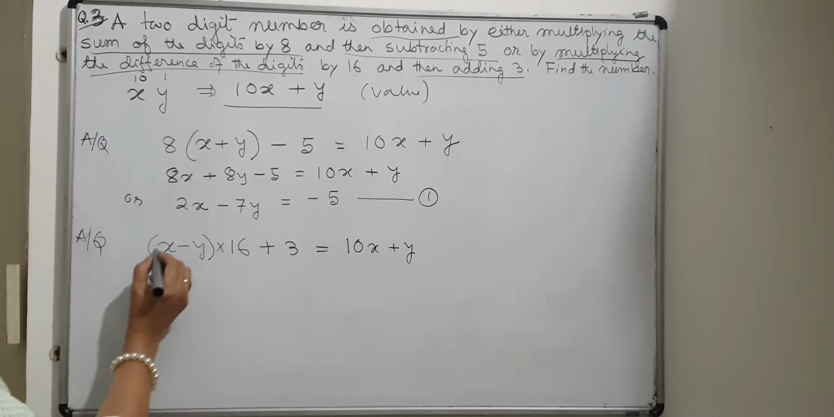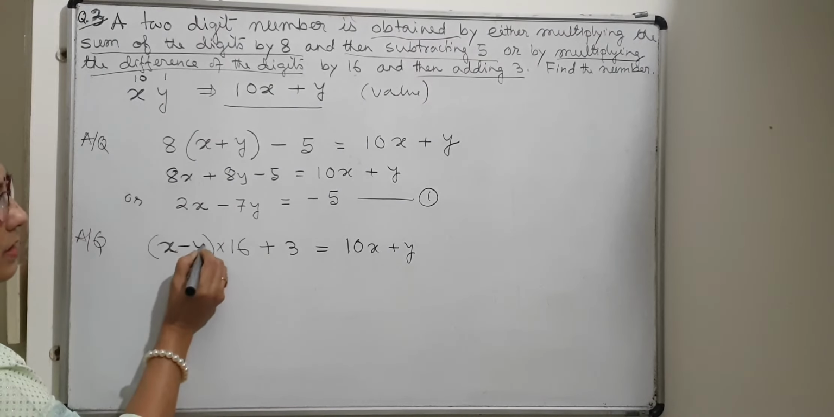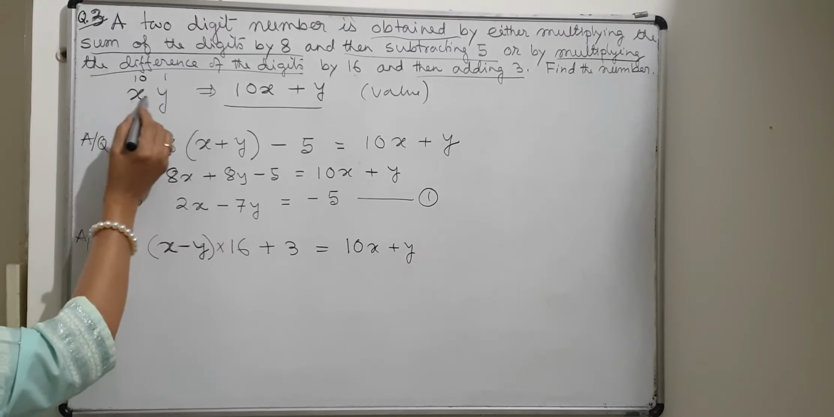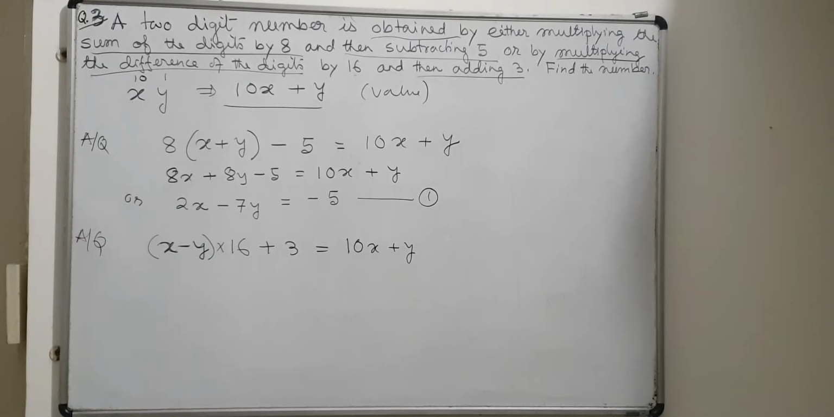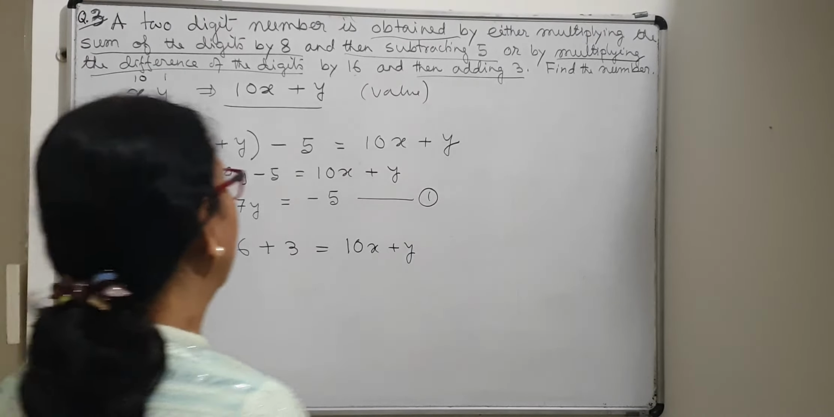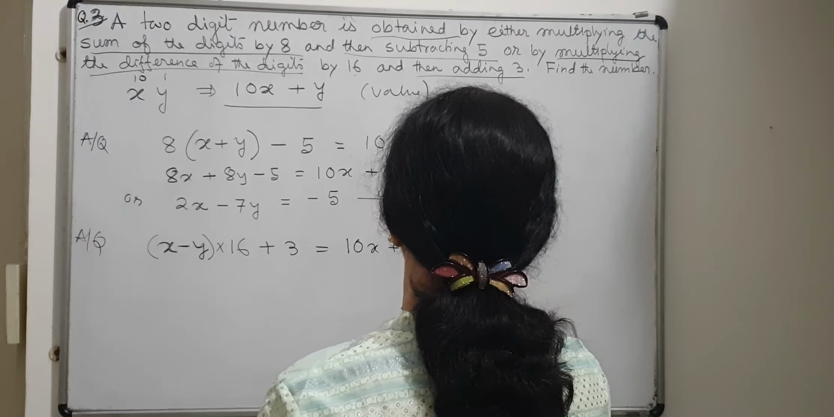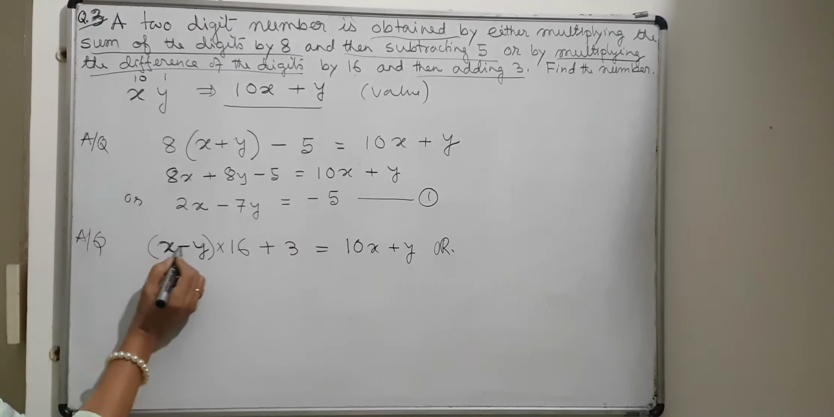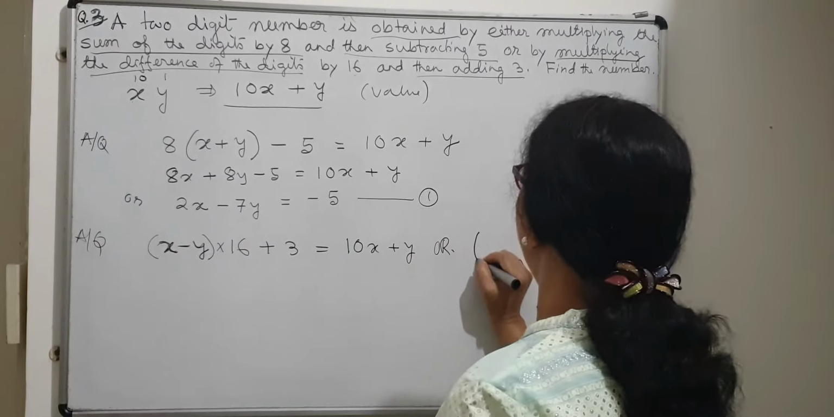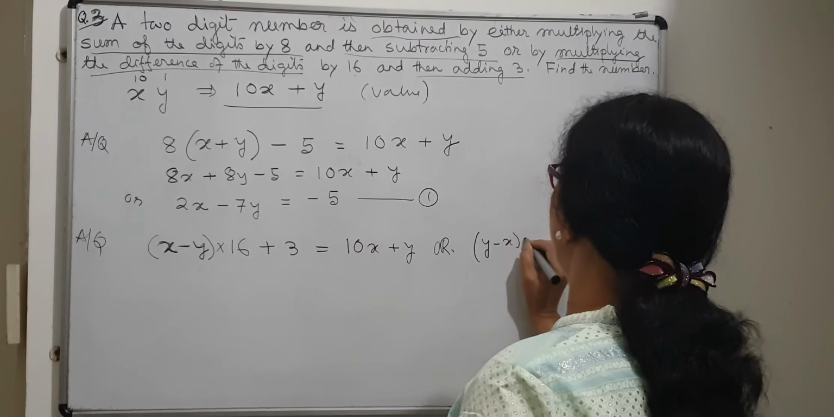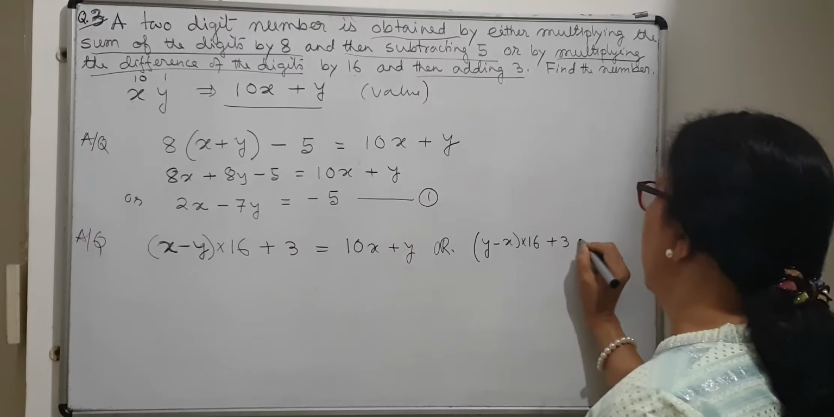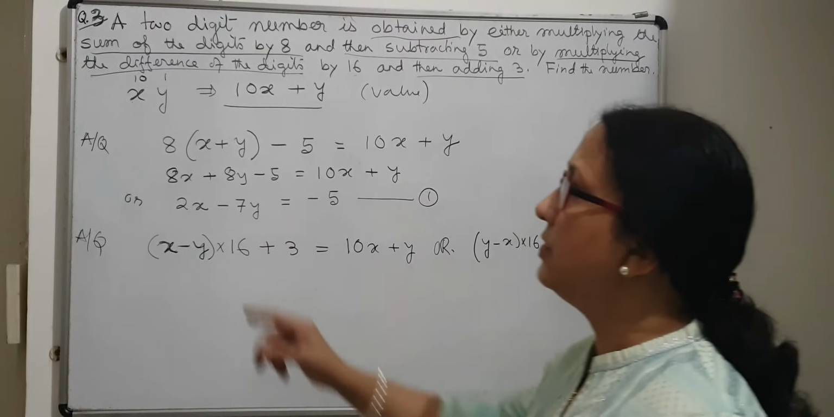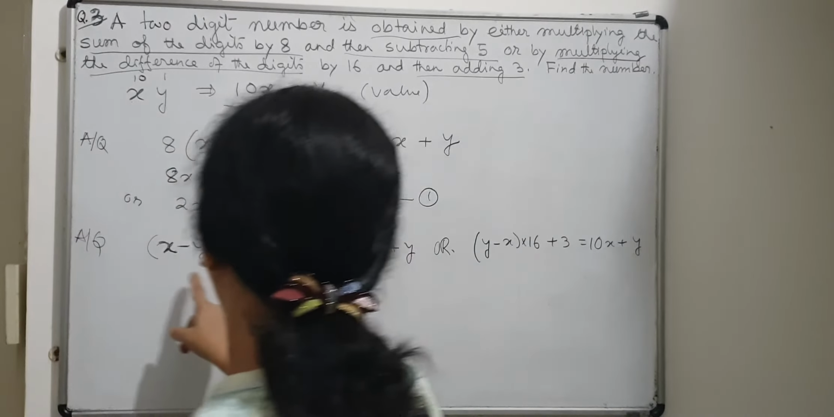Now here I have taken the difference of the digits as x minus y. But because I don't know which digit is greater, x or y, I have to consider both cases. So I have to write, or: if x is greater than y, I have taken x minus y. Now if y is greater than x, then I have to take y minus x into 16 plus 3, and this will also be 10x plus y. So both cases I have to consider, as I don't know which digit is greater. So now let us simplify this.